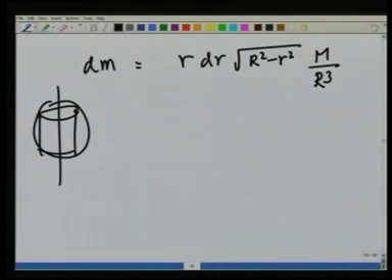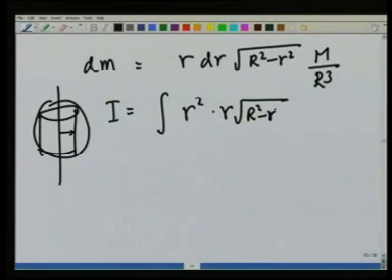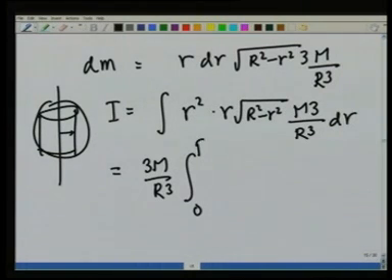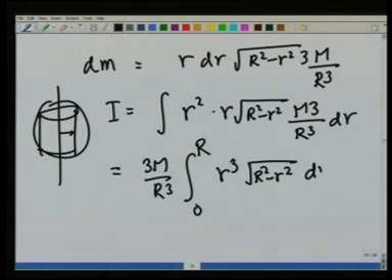This is a cylinder, and therefore, the moment of inertia of the sphere is going to be the perpendicular distance of this, it is like a ring, r square times r square root of R square minus r square M over R cubed, or there was a 3 here, times dr. So, this is equal to 3M over R cubed, r varies from 0 to R, r cube square root of R square minus r square dr.